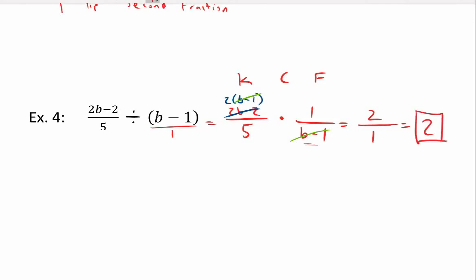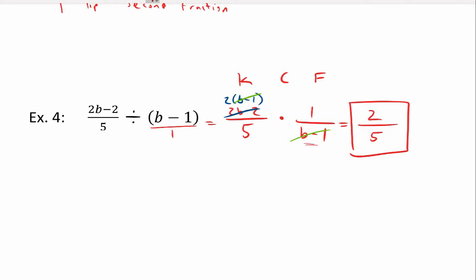Okay. Sorry, I'm crazy. In the bottom, 5 times 1 is 5. My final answer is 2 over 5. But the process is all the same there. When we divide fractions, we keep the first, change the operation to multiplication, and flip, i.e. we multiply by the reciprocal. Same exact thing for rational expressions.